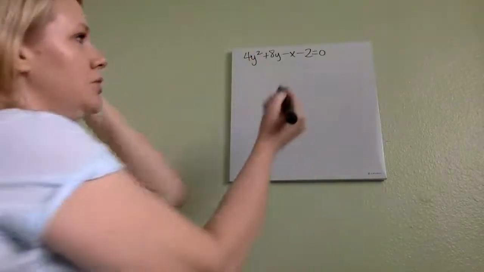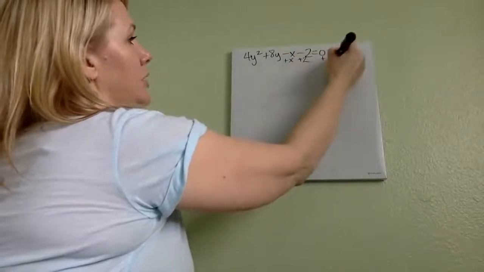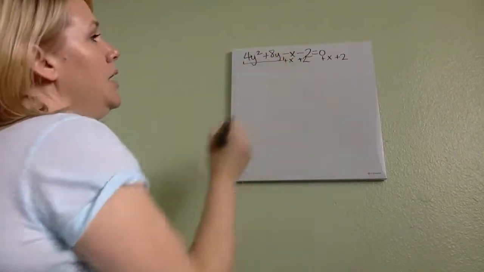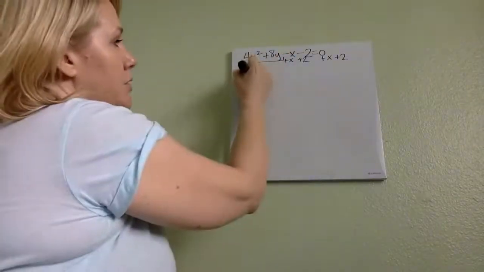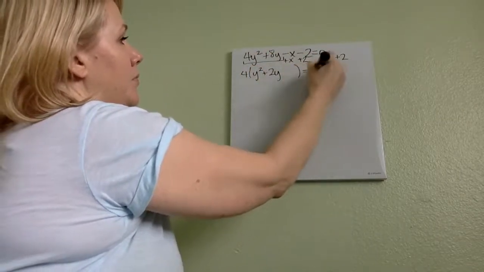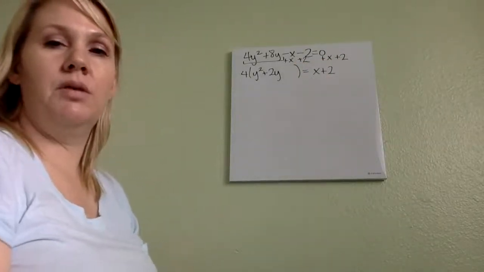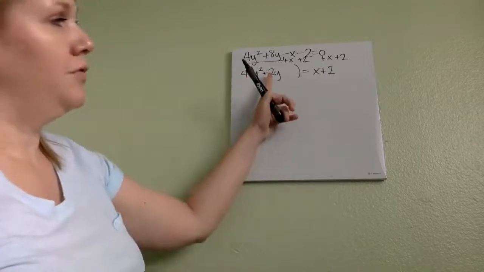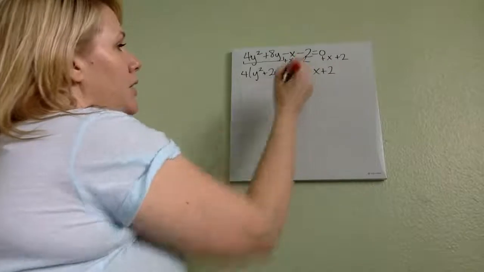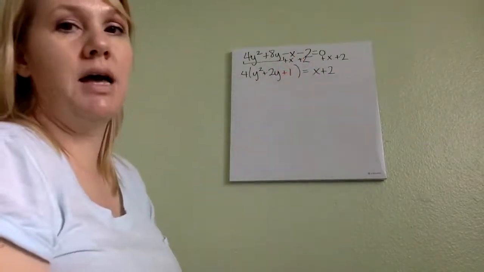So I'm going to add the x to both sides, add the 2 to both sides, and then I'm going to take the 4y squared plus 8y, and factor out the 4 that's there. So it's going to look like this. And then, like on the last problem, I'm going to decide what number completes the square. So half of 2 is 1, and then 1 squared is 1. So if I add 1 right there to complete the square, I have to add the same amount to the right-hand side of the equation.